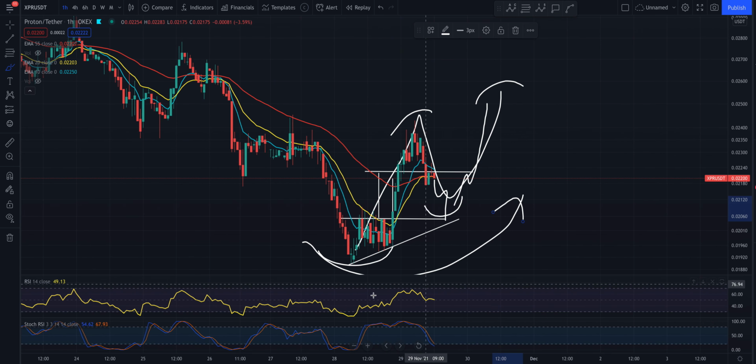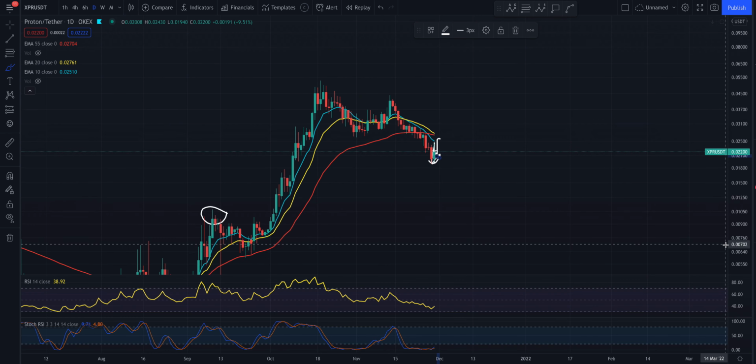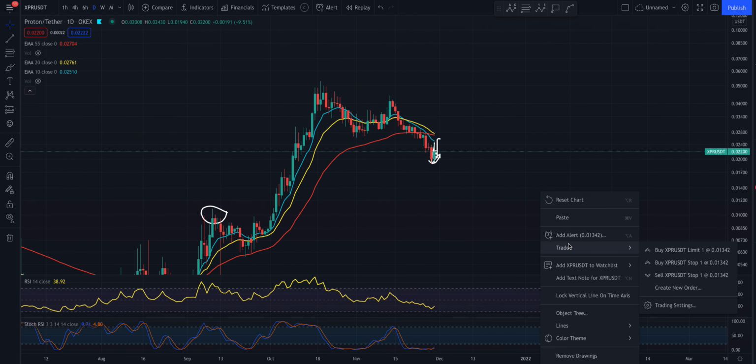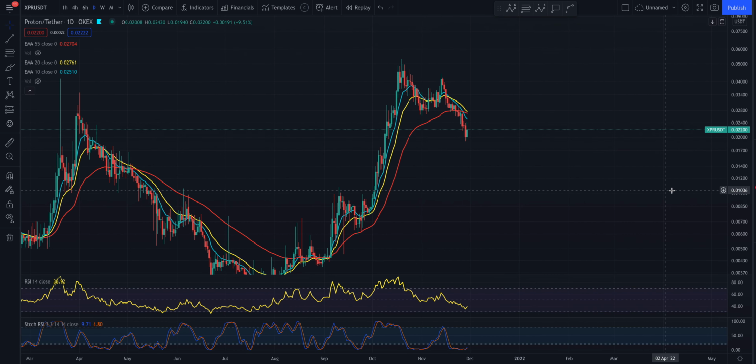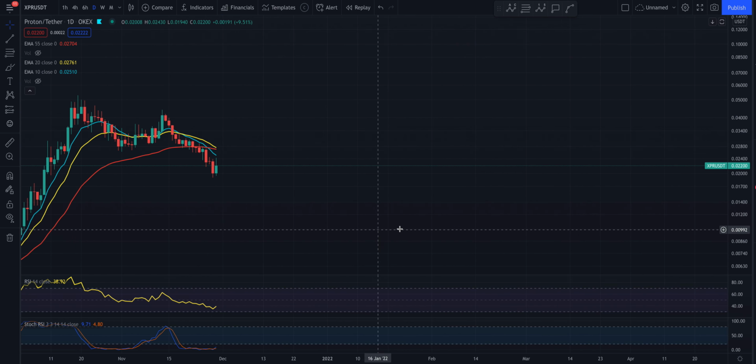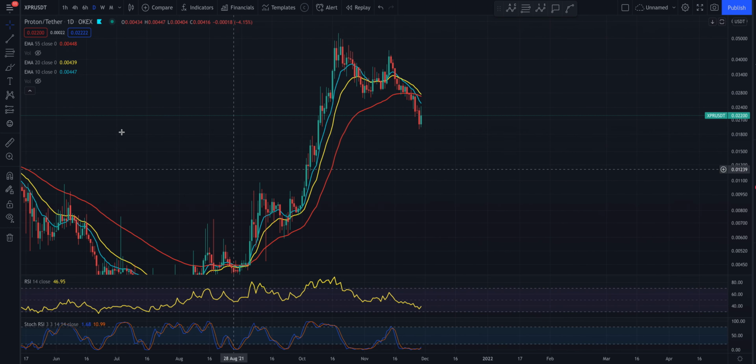And as I said, the stock RSIs are quite healthy, so do watch this space and keep an eye on Bitcoin as well. So let's zoom out here and see what's going on for XPR. So this is on the daily time frame. Let me just clear up this chart real quick. So yeah, this is on a daily time frame.